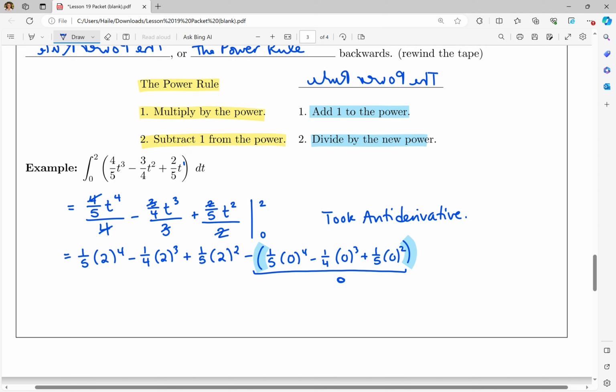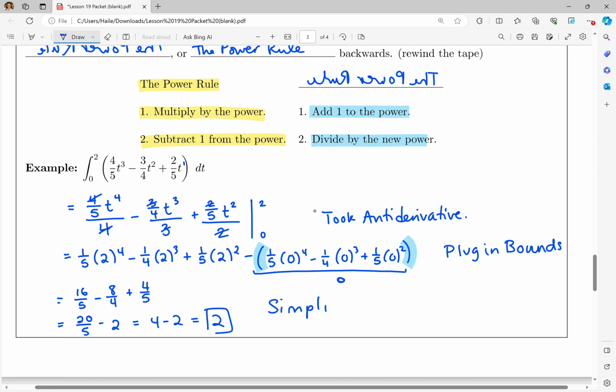So especially if you're a novice, make sure you're writing out every single piece of doing the subtraction, you know, with the bounds plugged into the function. Okay, so let's simplify just a little bit. So here we plugged in the bounds. And so if we simplify, we get 16 over 5 minus 8 over 4 plus 4 over 5. So if we add this together, we get 20 over 5 minus 2, which is 4 minus 2, which is 2. Okay, so here we just simplified, and our final answer is 2.